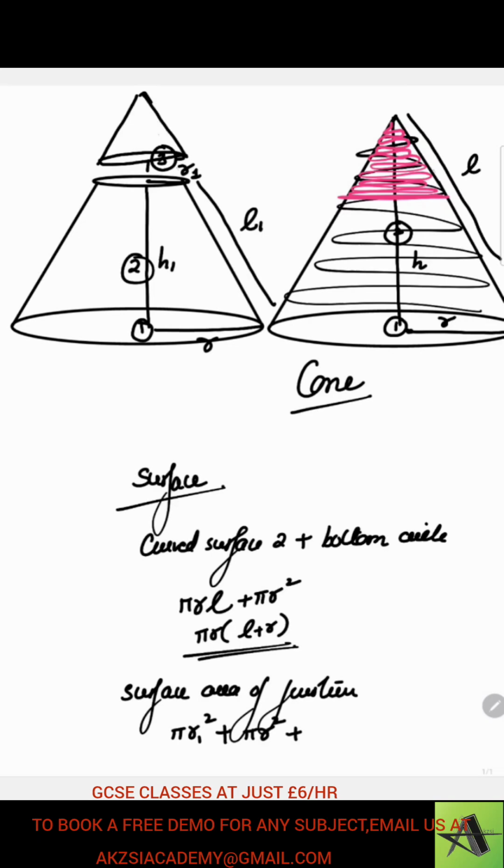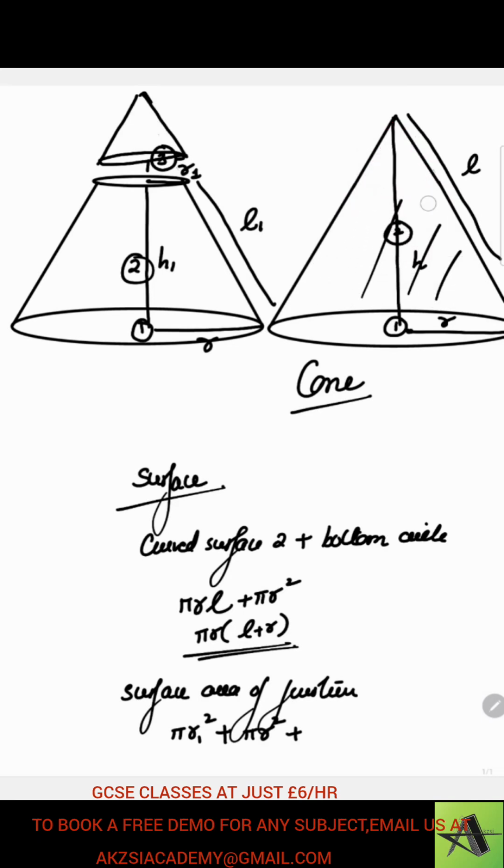So if I subtract it, then obviously this would be the remaining one, which is nothing but this. So what I need to do is calculate the total curved surface area of the original cone, which is pi r l. So it's pi r l. And now I have to calculate this one.